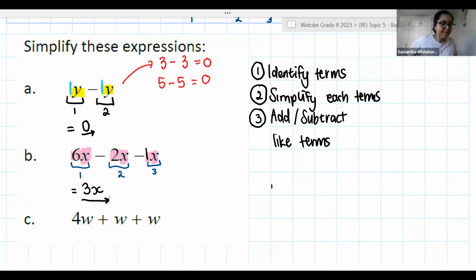Beatrice? Ma'am, I wanted to also basically, do you just add the numbers? So 6 minus 2 minus 1, do you just add, subtract or add them, and then you put an X in front of them? Exactly. In front of your answer. Exactly. So whatever the letter is, that's what we put after we've added or subtracted the numbers. Okay. Perfect. Well done. Thank you, ma'am.